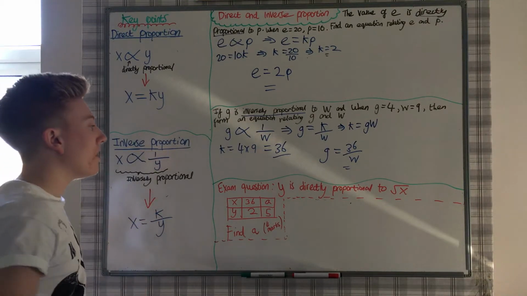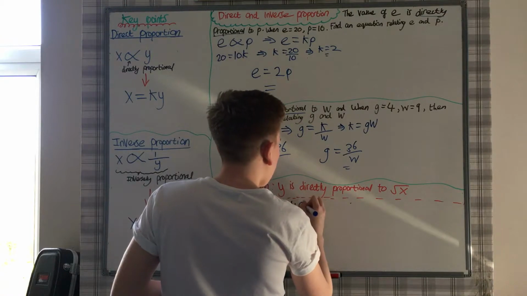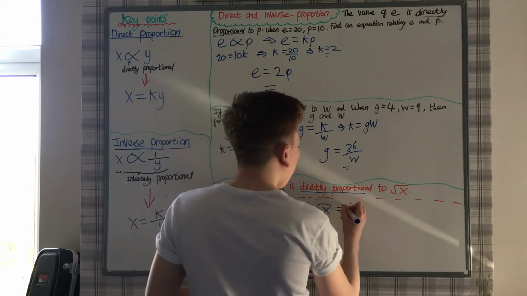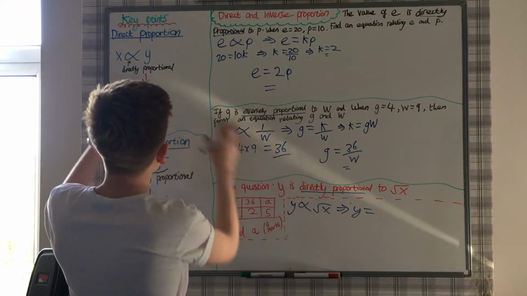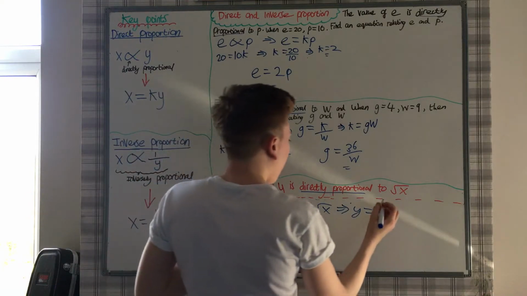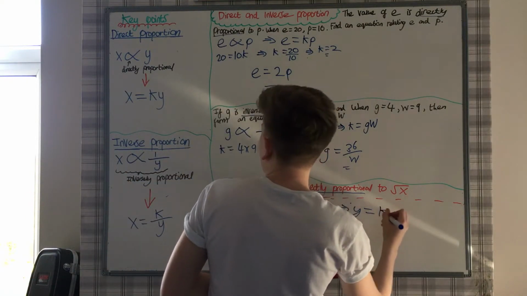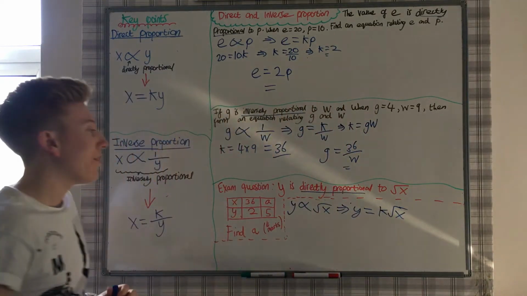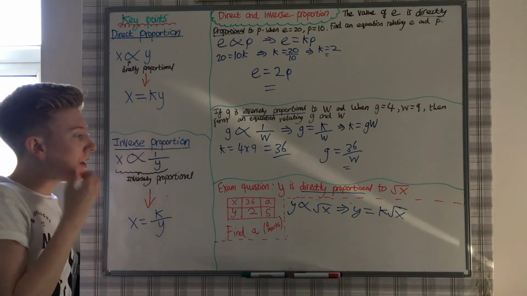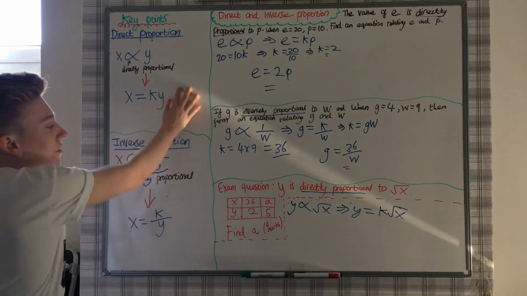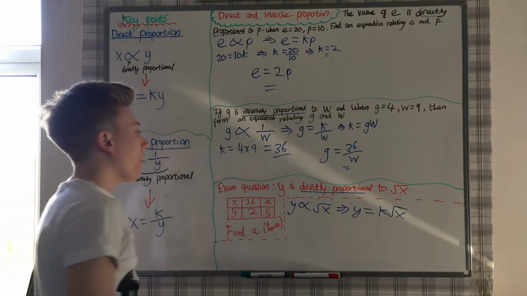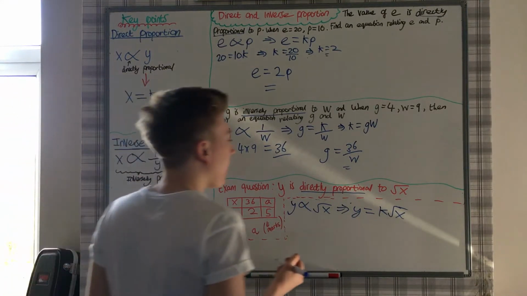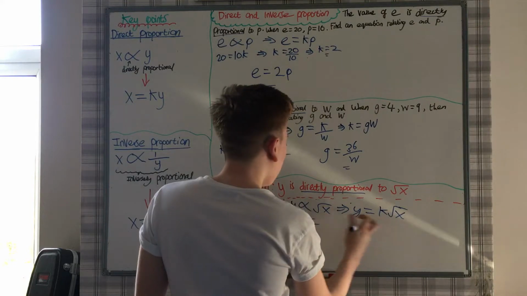We start by doing what we usually would. Y is directly proportional, okay, to the square root of x. So y is equal to some constant multiplied by root x in this case. Now if you want to, you can pause the video and have a go by yourselves to see if you've got the gist of direct proportion. So if y is equal to k multiplied by the square root of x, we can then rearrange this for k. K is equal to y divided by root x.